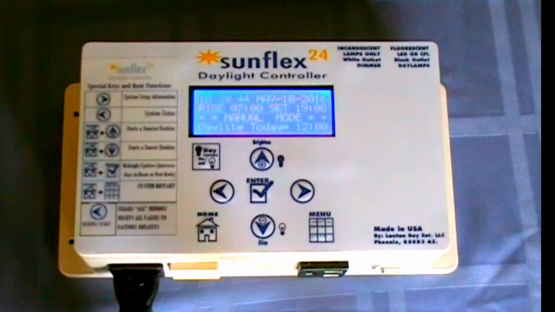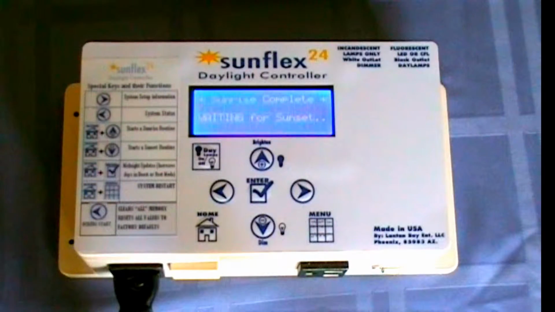The time is between 3 minutes and 30 minutes for sunrise, and 3 minutes and 45 minutes for sunset. The user selects the sunrise time and the sunset time, and the system automatically, at those preset times, will execute a nature-like sunrise and or sunset.